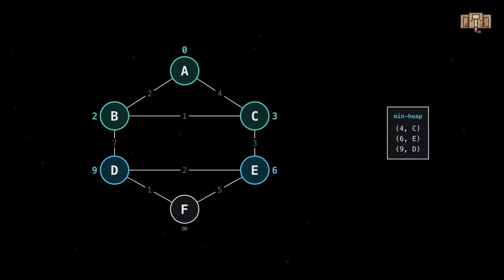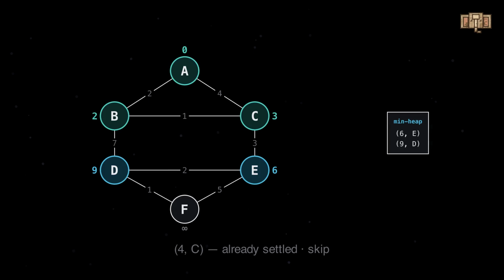C's old entry, the 4, still waits in the heap. When it surfaces, C is already settled, so we skip it. Now, a question for you. E sits at 6, D at 9. Which settles next? E at 6.